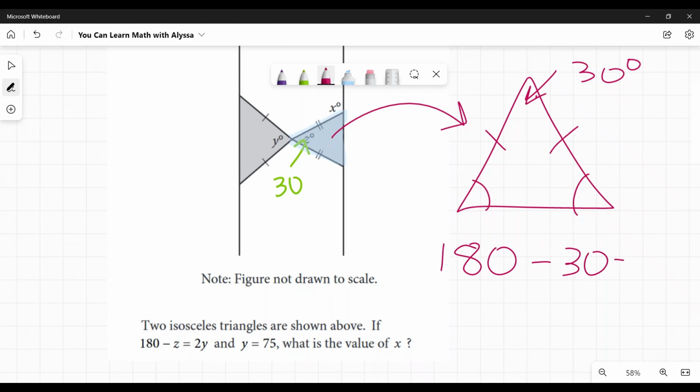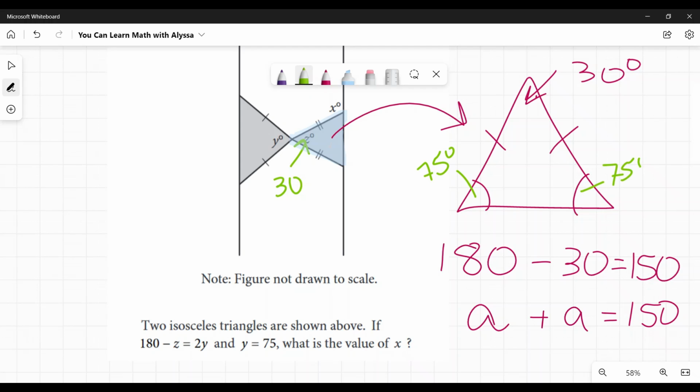So what happens if I get rid of that 30 degrees? I get 150 left. So these two together equal 150, and they're identical. So you could say that as x plus x equals, and actually let's not use x because we already have an x there. Let's call it a. So I have a plus a equals 150. I have two a's, so 150 is going to be divided by 2. It's 75. So each of these is 75 degrees.